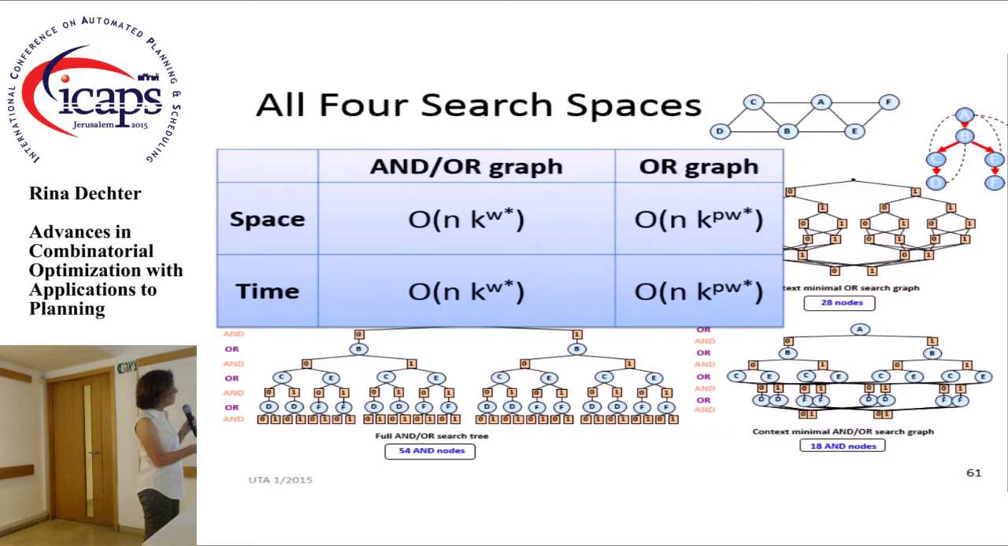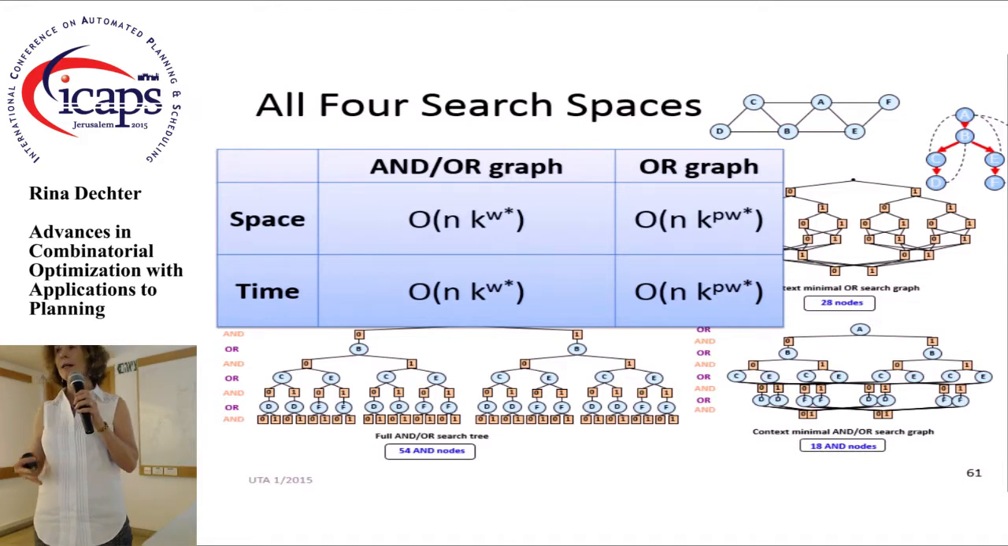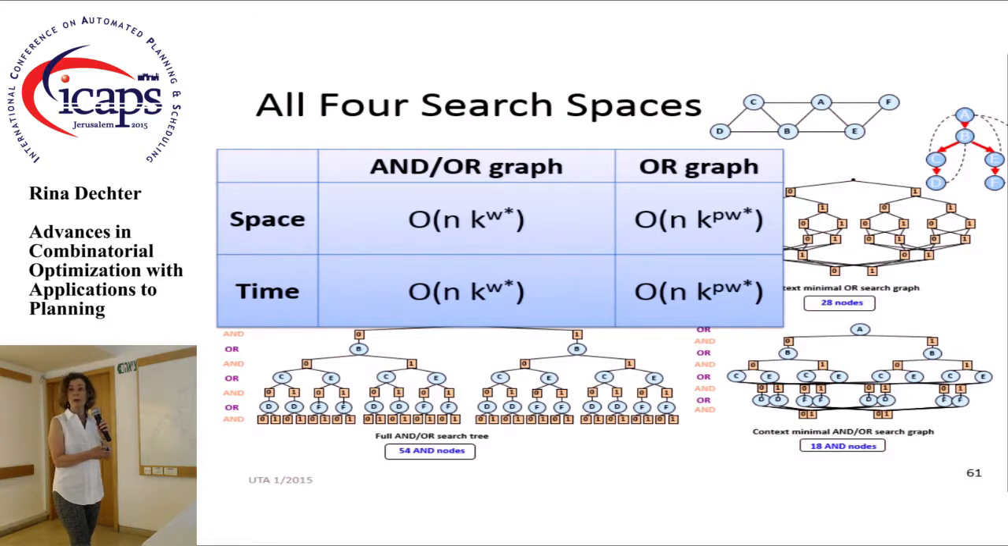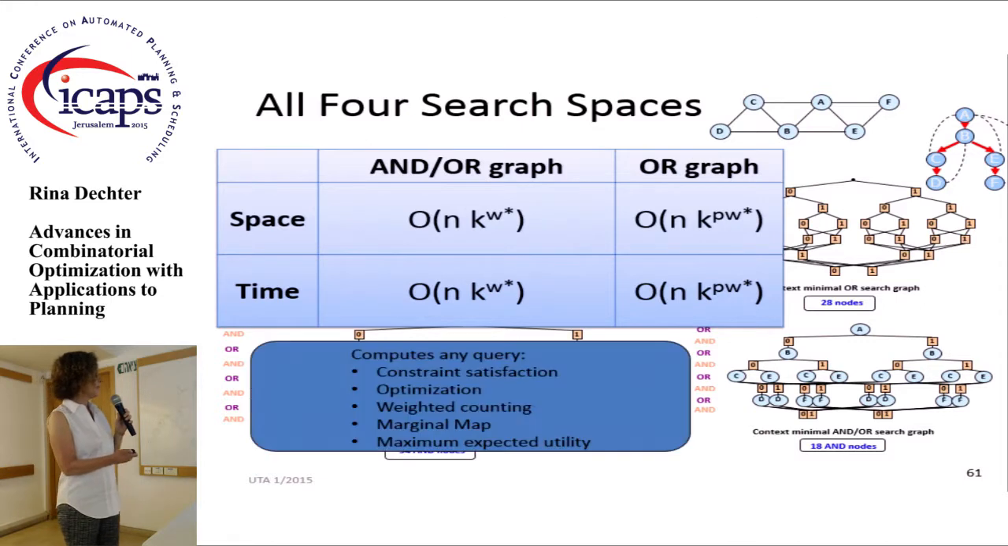This is in the AND/OR case. But if we stay in an OR graph, we also have saving. But the parameter now is the path width. Path width is similar to the notion of tree width, but it requires that we don't have any tree decomposition, but things are linearly ordered. And there is a known relationship between the path width and the tree width. So this complexity shows how we are benefiting when moving from OR tree to AND/OR tree and then to AND/OR graph. And this means that all the queries that we are interested in can be done using search with this compact graph.